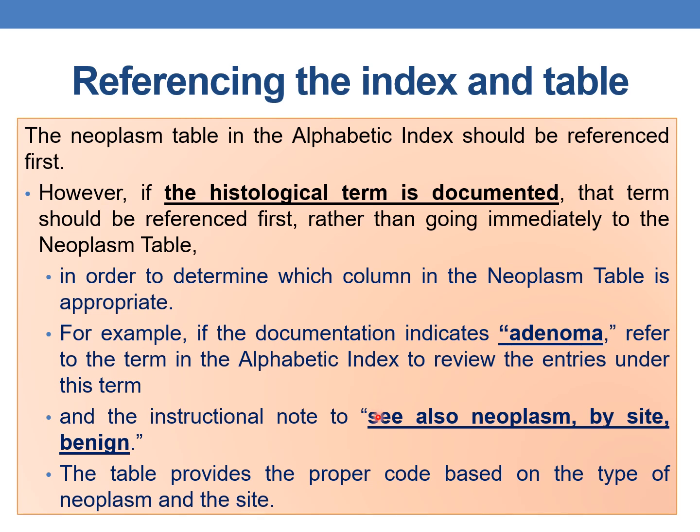There you can see an instruction note: see also neoplasm, by site, benign. So then you need to go to the neoplasm table and look at the benign column for that particular site. Whenever adenoma is mentioned, you need to refer to benign neoplasm. The table provides the proper code based on the type of neoplasm and the site.